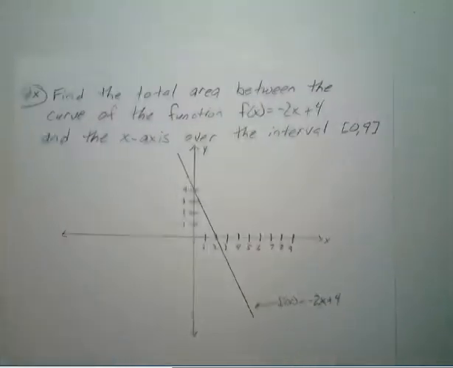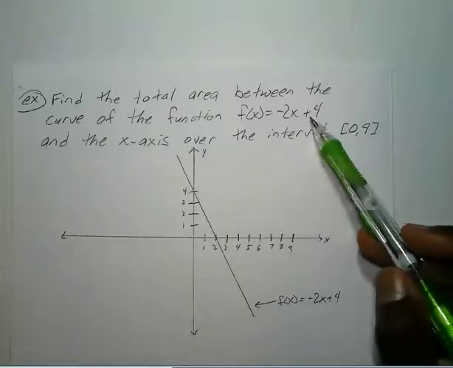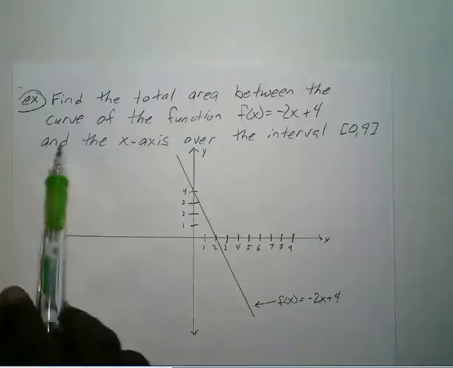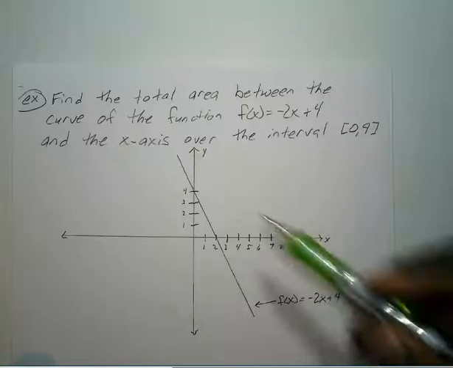As you can see, I've already written it out. If you still have to write it out, feel free to press pause and do that. It says find the total area between the curve of the function negative 2x plus 4 and the x-axis over the interval from 0 to 9. Our total area is just adding those two areas together, so the first thing we have to do is find our A1 and A2.